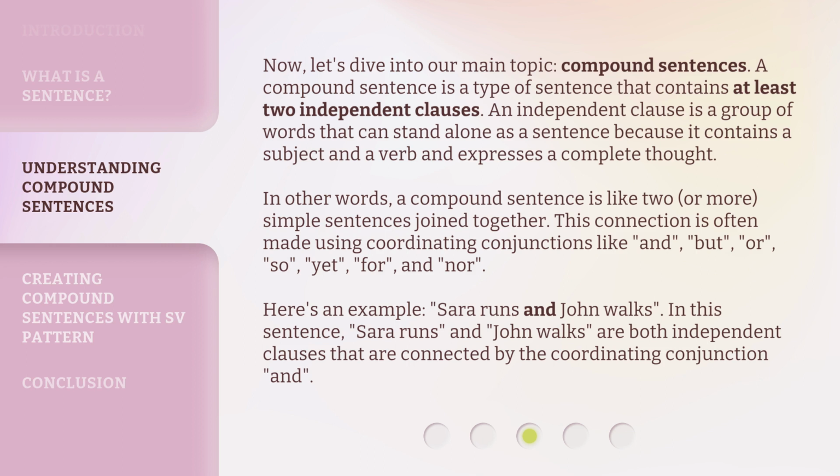This connection is often made using coordinating conjunctions like and, but, or, so, yet, for, and nor. Here's an example. "Sarah runs and John walks." In this sentence, "Sarah runs" and "John walks" are both independent clauses that are connected by the coordinating conjunction "and".